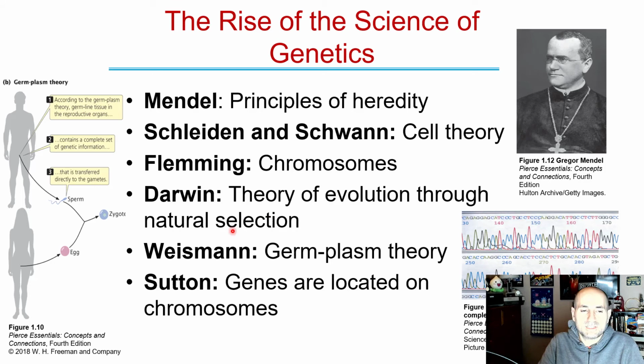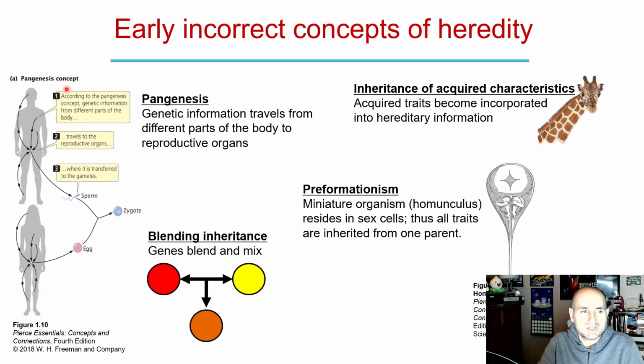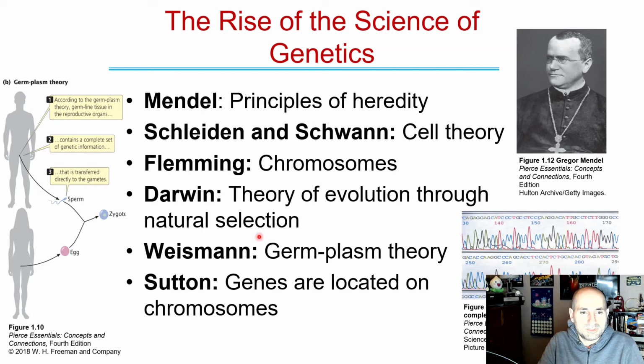Weismann showed the germplasm theory. The germplasm theory, by the way, is the correct answer to the pangenesis concept. Remember, pangenesis was wrong. Weismann came along and showed the germplasm theory. Remember, with chopping off the tails from mice for 20 generations and showing that the mice stubbornly still grow tails.